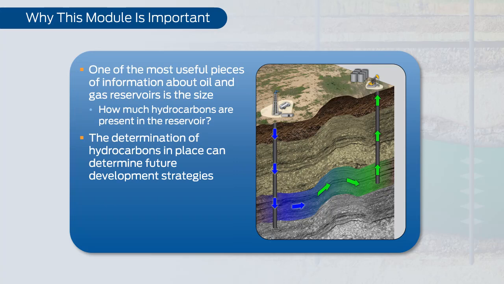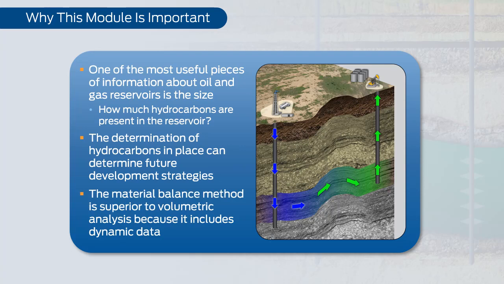However, it lacks any dynamic post-production information. Therefore, the uncertainties in predicting initial hydrocarbon in place are large. The material balance method is superior to volumetric analysis because it includes dynamic data. The past production behavior is included in material balance analysis, therefore it can provide a better estimate of hydrocarbons in place.